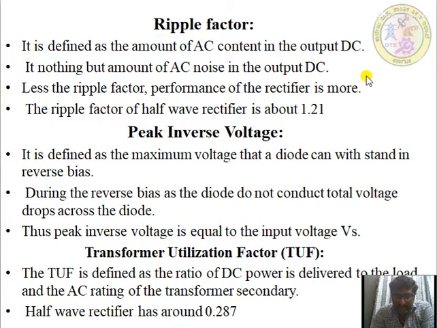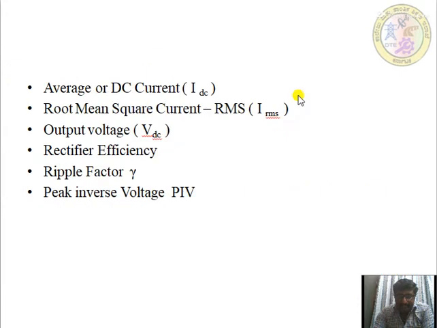During the reverse bias, as the diode does not conduct, the total voltage drops across the diode. Thus, peak inverse voltage is equal to the input voltage Vs. So peak inverse voltage means the maximum voltage that a diode can withstand in reverse bias. Okay, next is TUF, that is transformer utilization factor, and this is nearly 0.287 for a half wave rectifier.